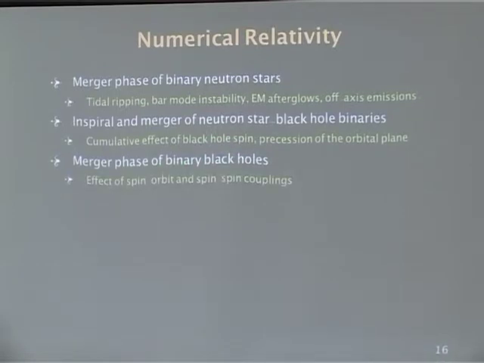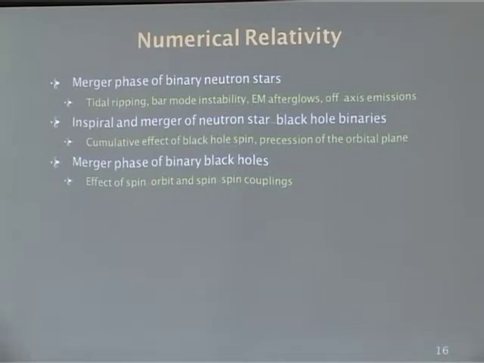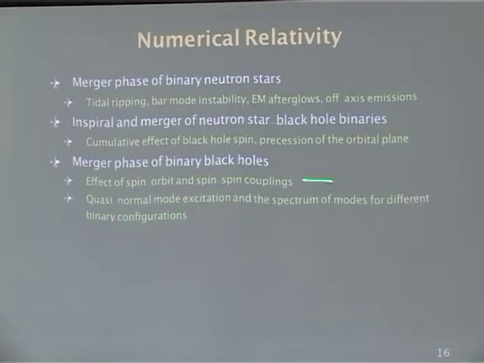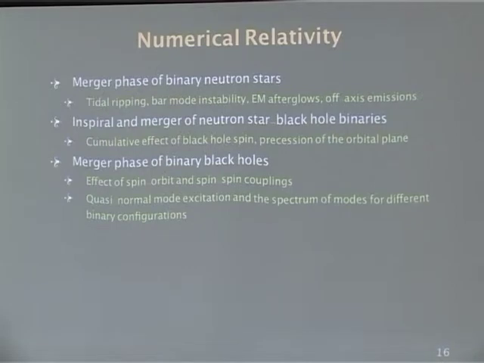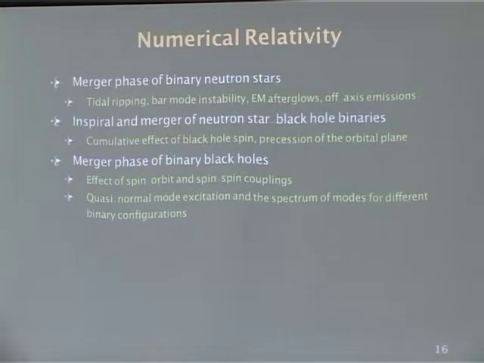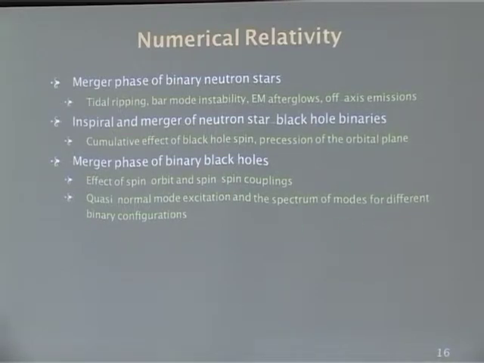Here, it's really not so important to get just the in-spiral phase right. It's really the merger and the ring down part that has a lot of interest. The quasi-normal mode excitation and the spectrum of modes for different binary configurations. In the last talk, Harold alluded to some of these things, and you said high mass binaries really tell you only about the remnant black holes. In fact, some of the recent work that we have done shows that just by looking at the quasi-normal modes, you can actually tell what the progenitor binary was.